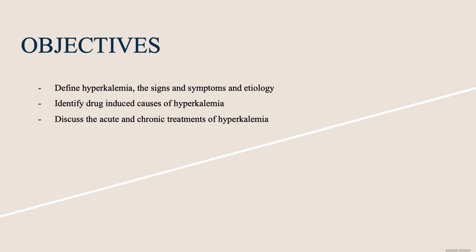For the objectives, it's too small. I mean, it's only 3 bullets, right? And also the font is pretty small, so she has to increase the font. And also for the first bullet, define hyperkalemia, the signs and symptoms, and etiology, she can actually divide this into 3 objectives, okay? So that's probably better so that it kind of fills the page.